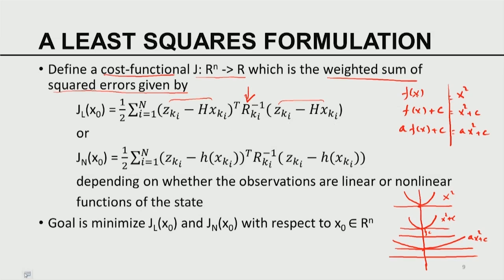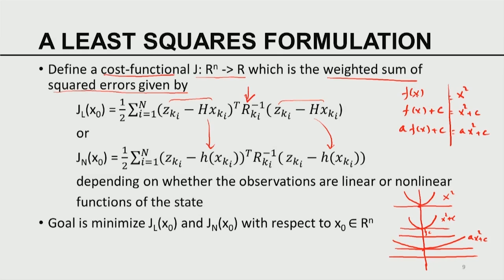You can readily see this term converts to h of x. Everything else remains the same. So if the observations are nonlinear functions of the state, I use JN. If the observations are linear functions of the state, I use JL.